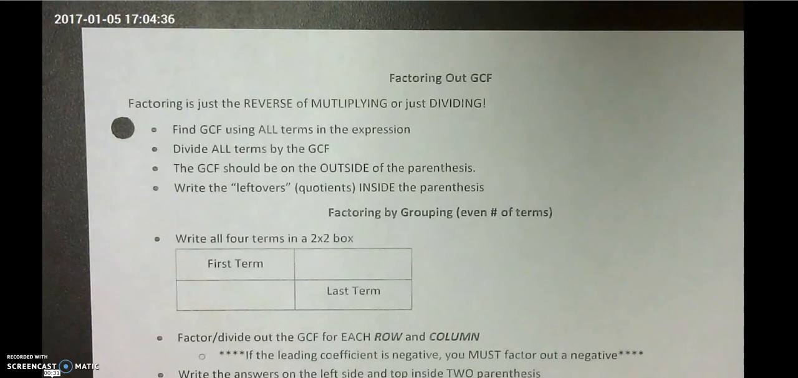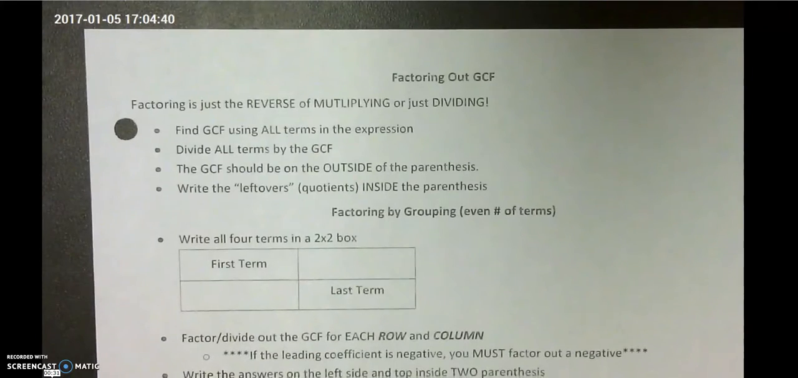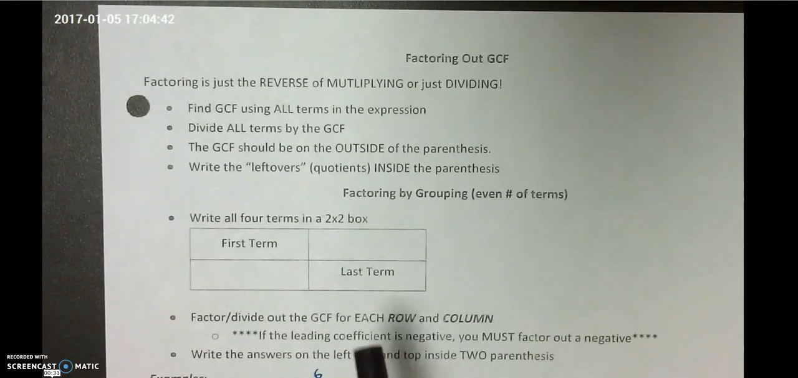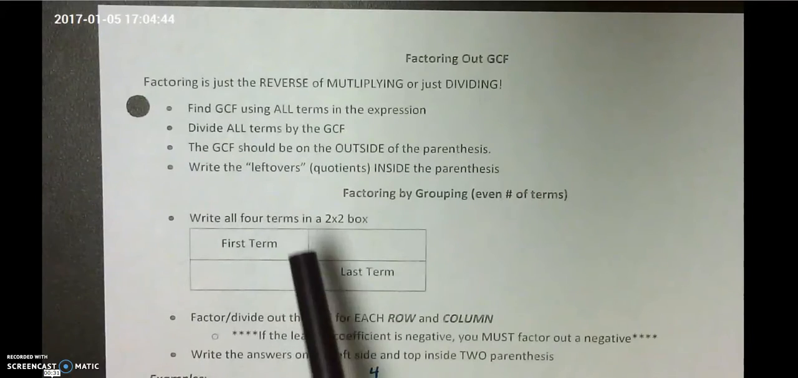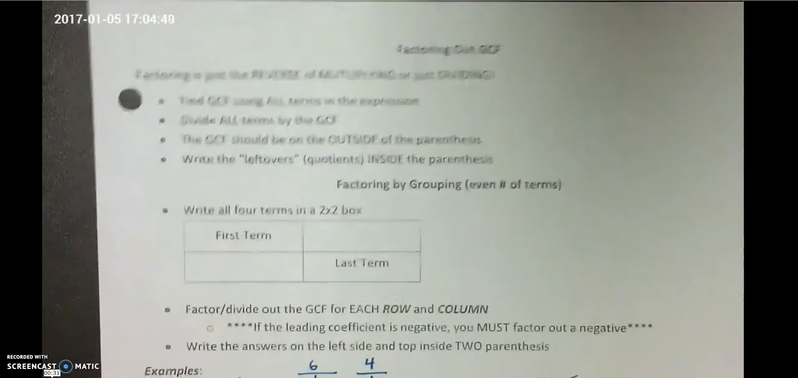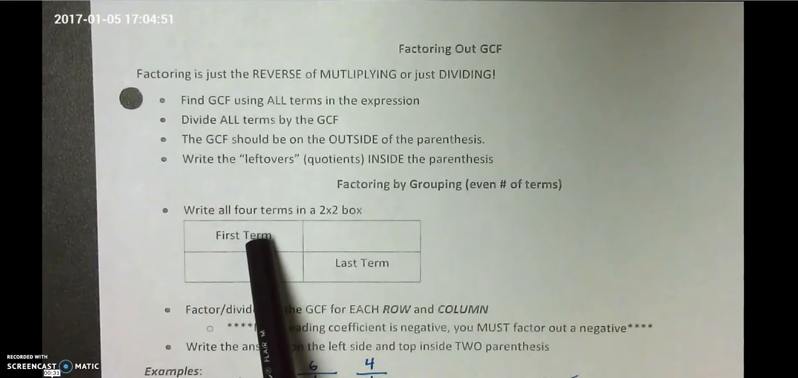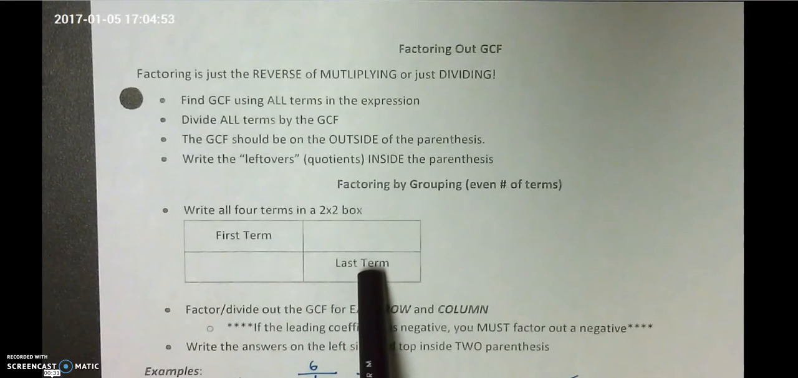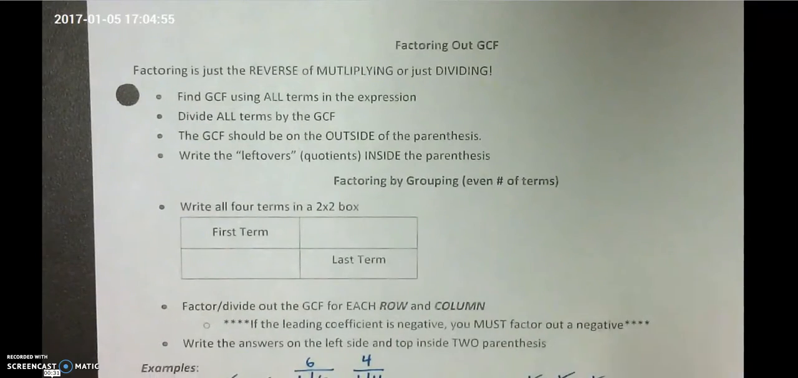Okay guys, so now we're going to be factoring by grouping, and again, this is when you have an even number of terms. So the very first one is we're pretty much always going to have 4 terms, so we're going to create a 2 by 2 box. The things that super matter are that you have to have the first term in the top left box, and the last term always has to be in the bottom right box.